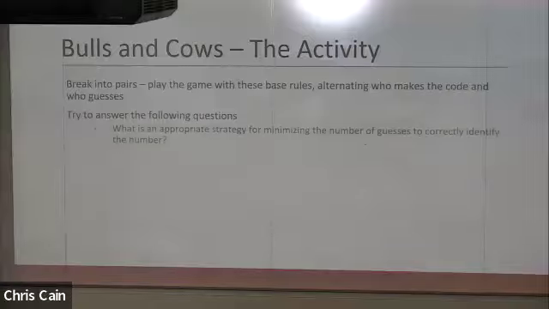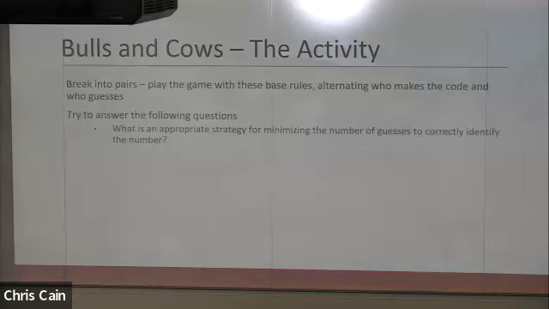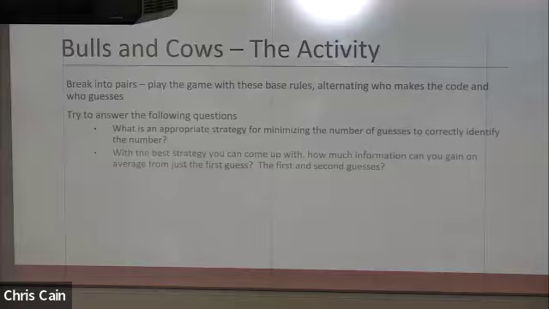So, what is an appropriate strategy for minimizing the number of guesses to correctly identify the number? So think about the strategy of playing the game. How can you guess the number as quickly as possible with the information? So what is the best strategy you can come up with? Yeah. How many possible guesses until they fail? We're actually going to come up with that.